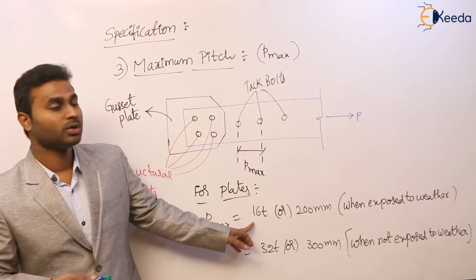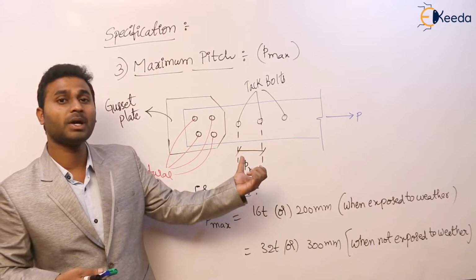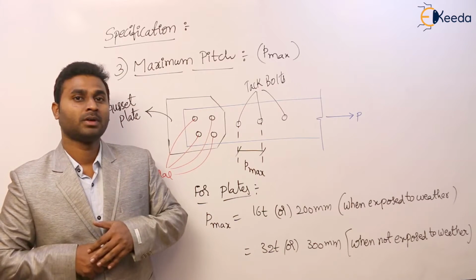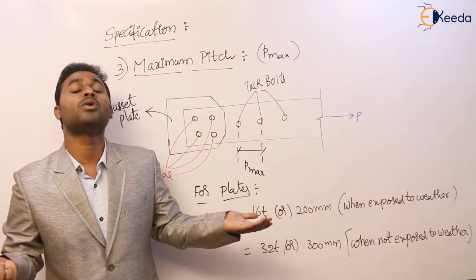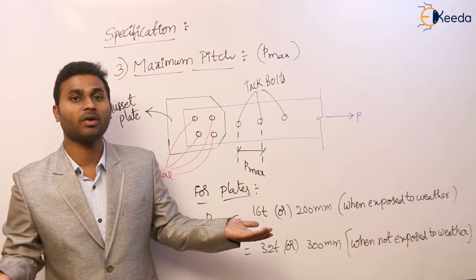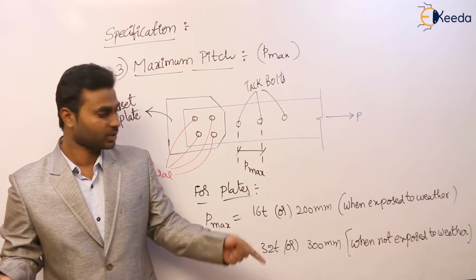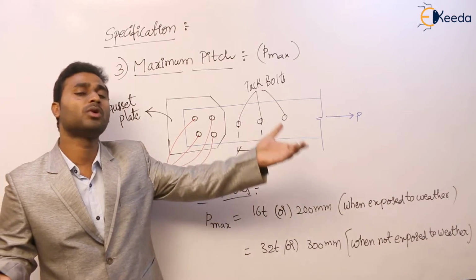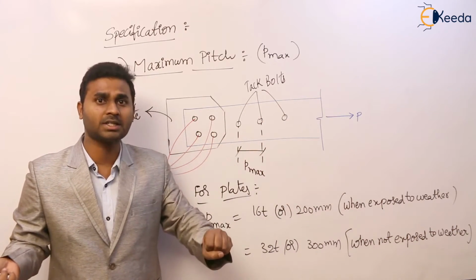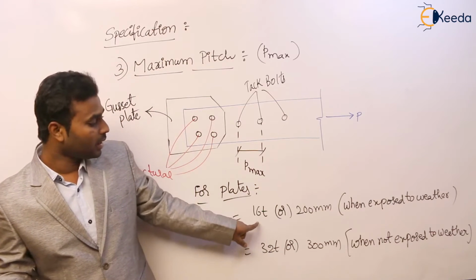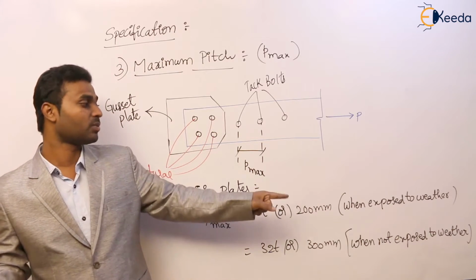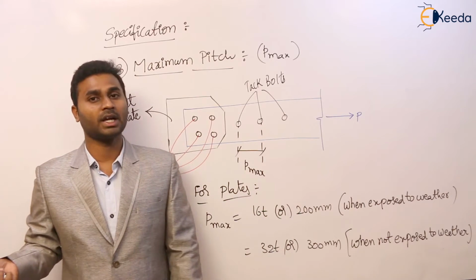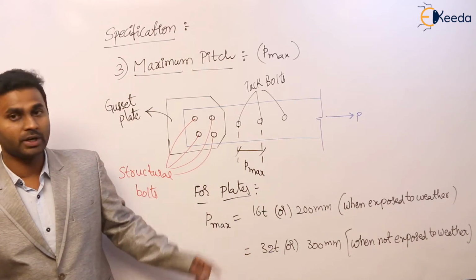reduce the pitch value. So if we reduce the maximum pitch value, what happens? Come and tell me. We can accommodate more bolts there. Yes or no? As it is exposed and prone to corrosion, more bolts can be provided so that strength can be increased. Based on that reason, the maximum pitch when exposed to the atmosphere or weather is less. And here it is 32T or 300 mm. So this is for plates. So take it down.